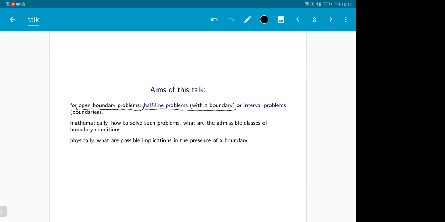So the questions are how to solve such a problem, the problem with a boundary, and what are the admissible classes of boundary conditions. And physically, if we think of these integrable PDEs as representing certain physical phenomena, what are the possible implications in the presence of a boundary?